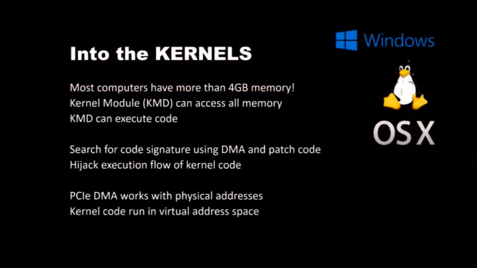But let's get into the kernels. Most computers today do have more than 4 gigs of memory. If you are able to get a kernel module into the system, it should be able to access all memory and also be able to execute code. So what we can do is search for kernel structures, code signatures, whatever, in lower memory using DMA, and patch that code and hijack the execution flow of the kernel code that way. And when we are doing this, we need to keep in mind that PCI Express DMA works with physical addresses. Kernel code runs in virtual address space.